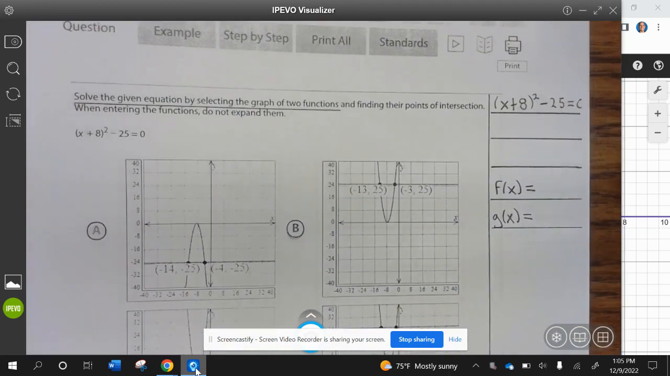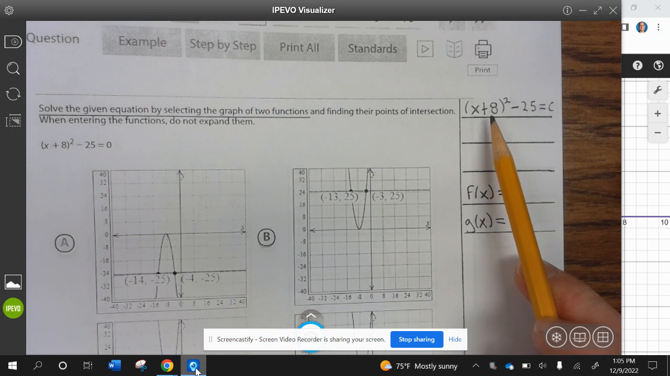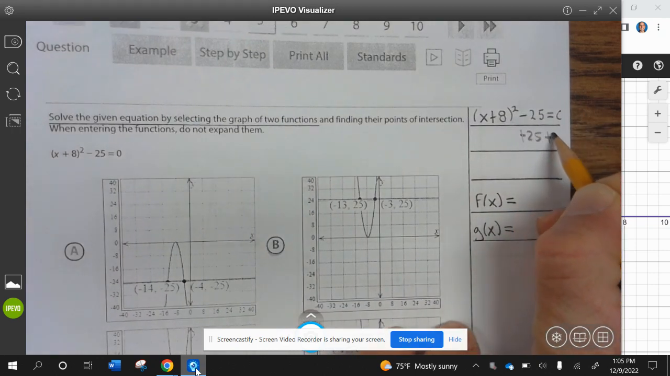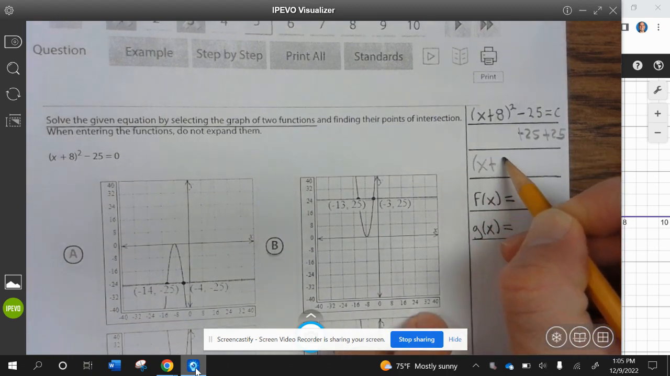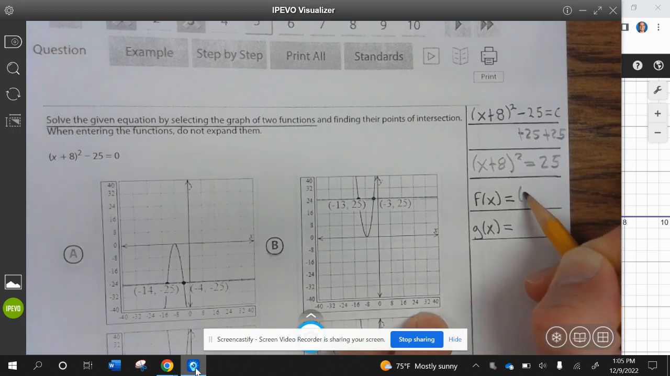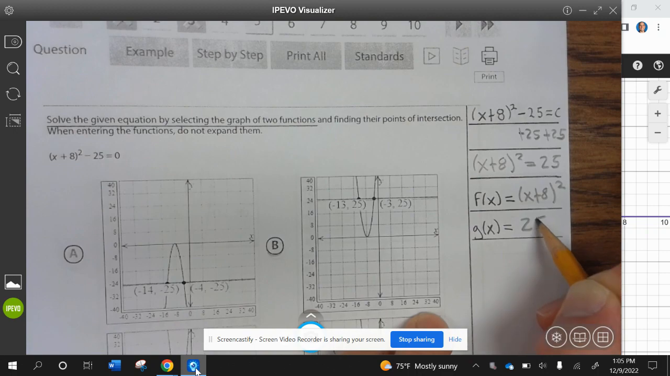All right, solve the given quadratic by selecting the graph of the two functions and find their points of intersection. So on the previous ones, we set the left side equal to 0. Now we're going to set the left side equal to the right side. So we're going to add 25 to both sides. So then you get x plus 8 squared equals 25. So f of x equals x plus 8 squared, and g of x equals 25.